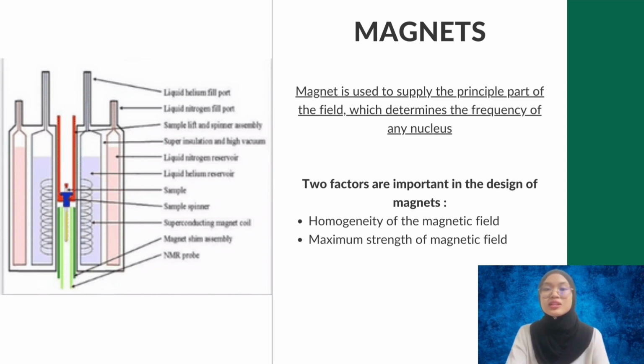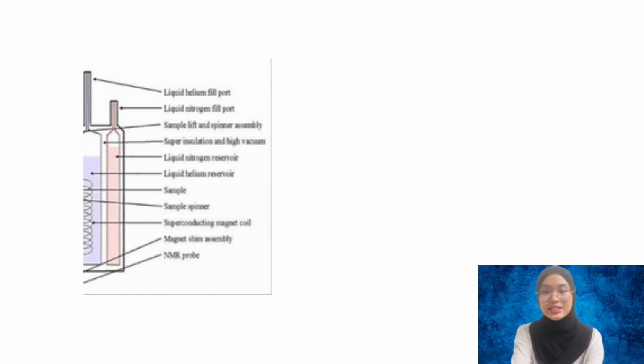It is recommended to use at least 22,000 Gauss of magnet strength. Next, the magnet used must be able to give a stable and homogeneous magnetic field, and the direction of the magnetic field should be constant, so the sample does not produce a broad signal because of the different frequencies produced by a nucleus.